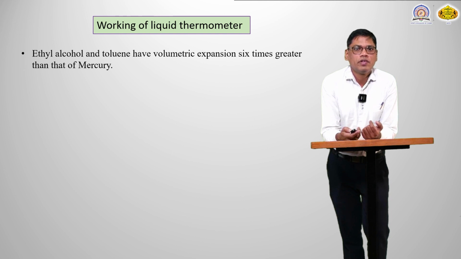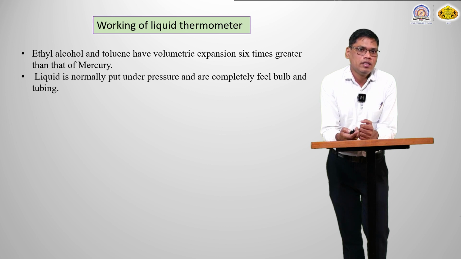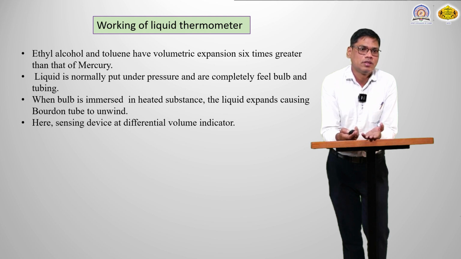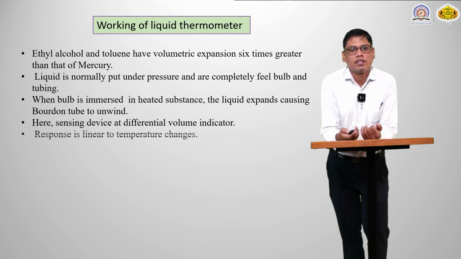Then, the working of this liquid thermometer. Basically, ethyl alcohol or toluene have a volumetric expansion 6 times greater than that of mercury, and the liquid is normally put under pressure and completely fills the bulb and tubing. When the bulb is immersed in a heated substance, the liquid expands, causing the Bourdon tube to unwind or get displaced. So here the sensing device is a differential volume indicator. The response is linear to temperature change.